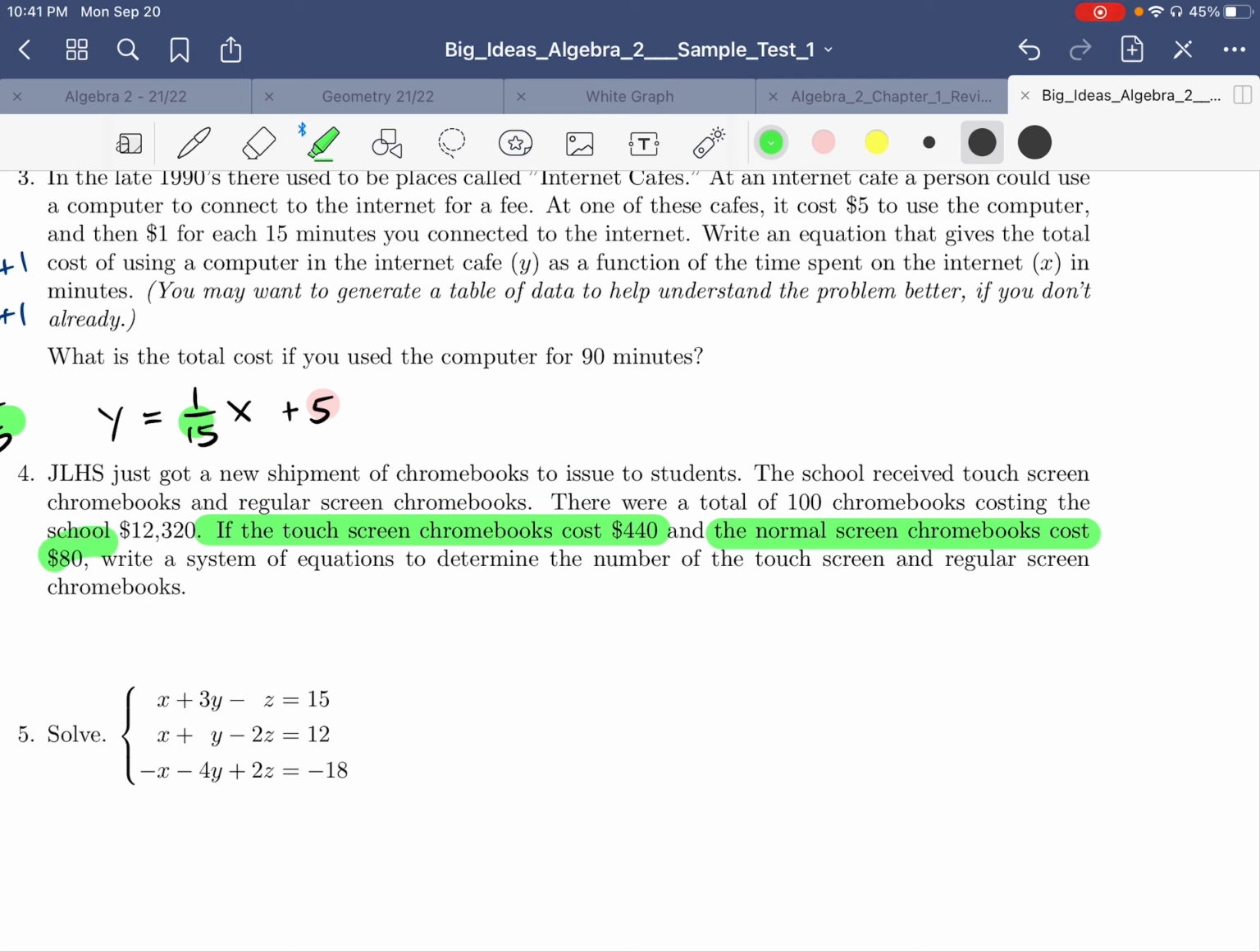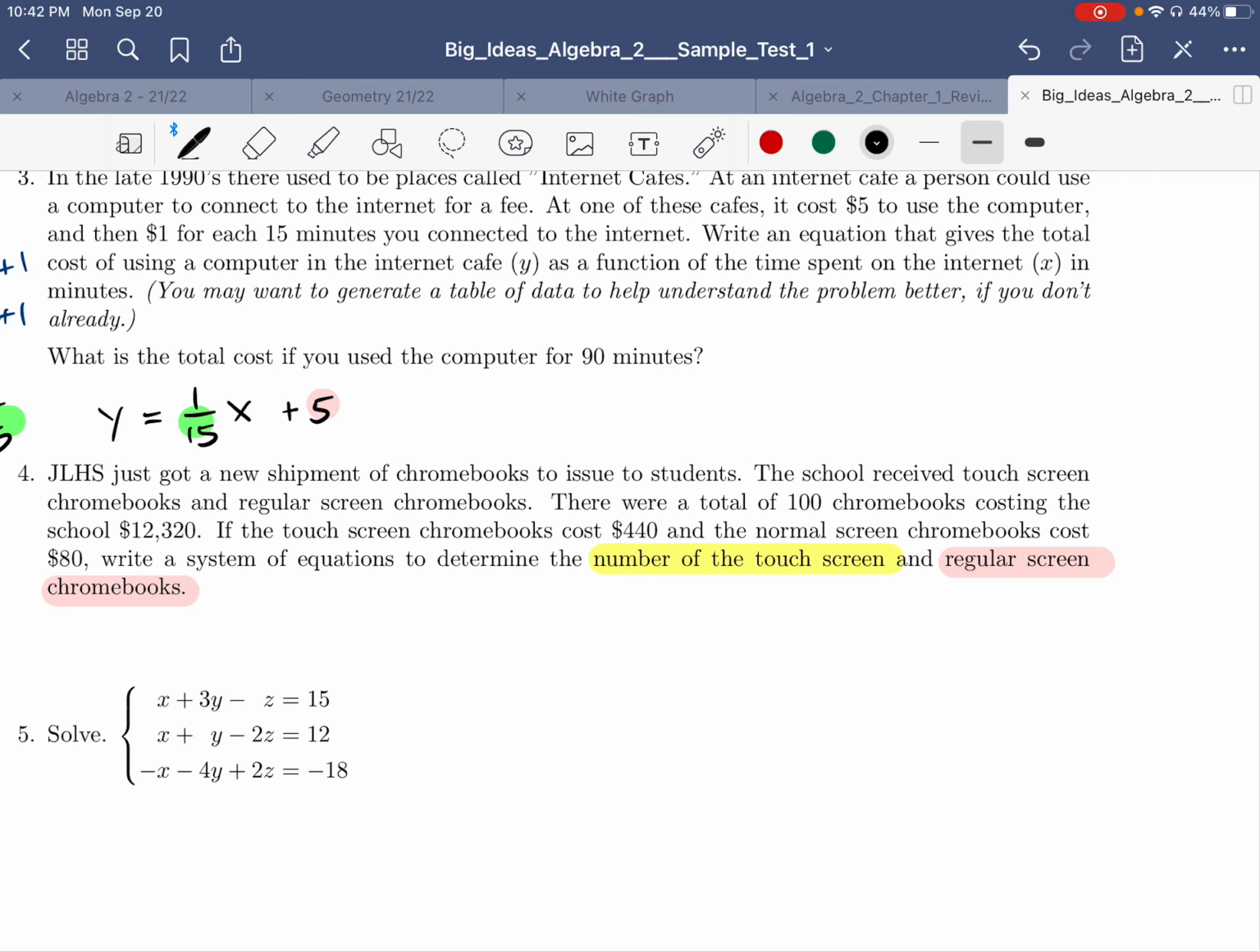We need to write a system to determine the number of, okay, this is the goal of the problem. When you read the question, this is one of the things I do when I try to write word problems. It indicates what you're really looking for. So: write a system of equations to determine the number of touchscreen and regular screen Chromebooks. We don't know how many of each type we're getting, so that indicates to me that we now know our variables. My first variable is the number of touchscreen Chromebooks, and my second variable is the number of regular screen Chromebooks.